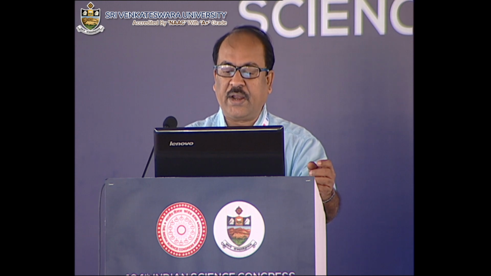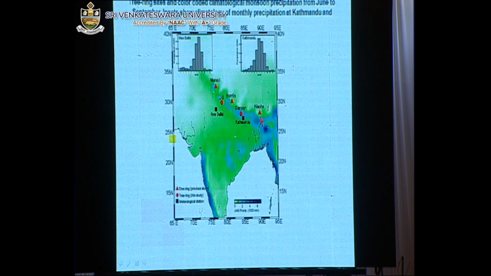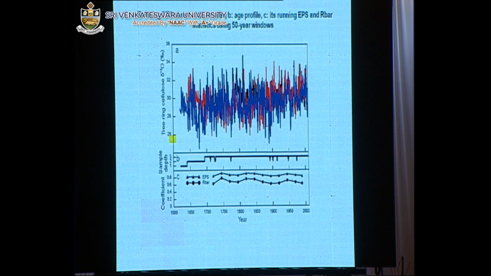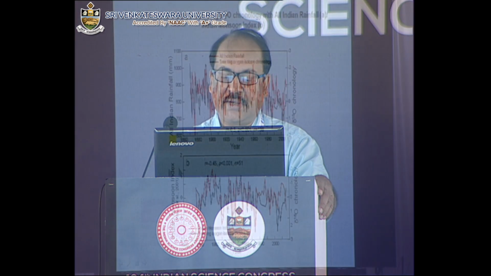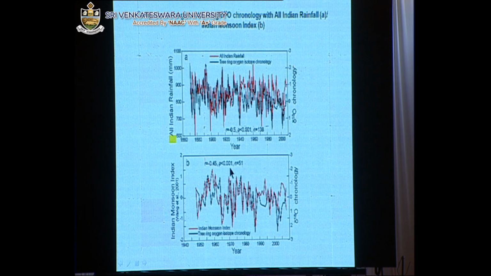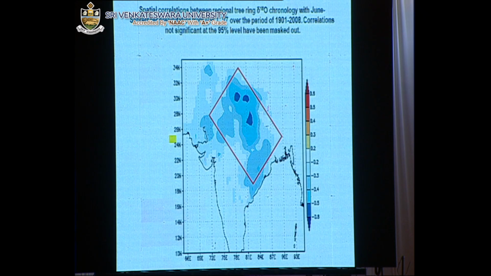Over a period of 10 years of hard work, we have collected samples all over the Himalaya, at 1, 2, 3, 4, 5, 6 places we have developed chronologies. We are not only looking at the ring width, we are measuring the oxygen isotopic composition, which gives a more precise measurement of rainfall. These are the chronologies. I will skip all these details. The oxygen isotopic composition is very highly correlated with the monsoon rainfall, and this is the place.